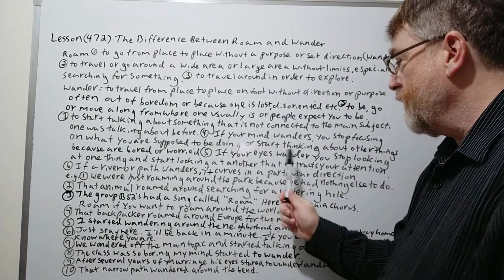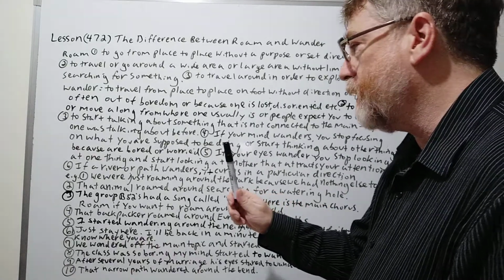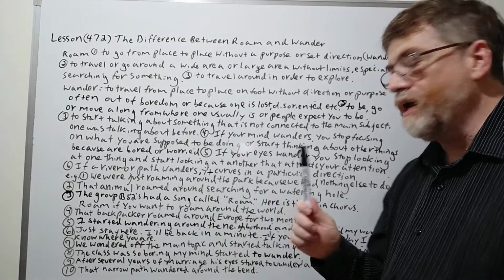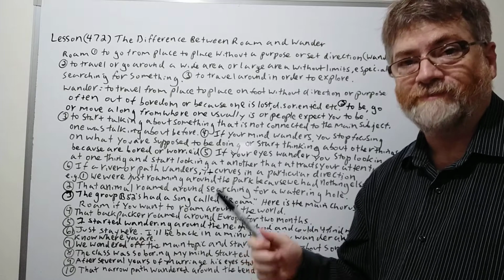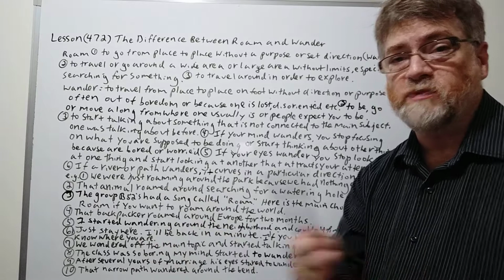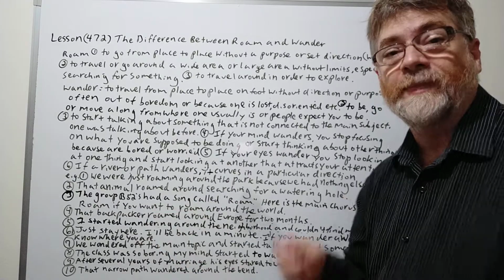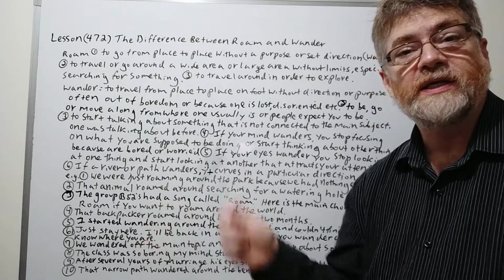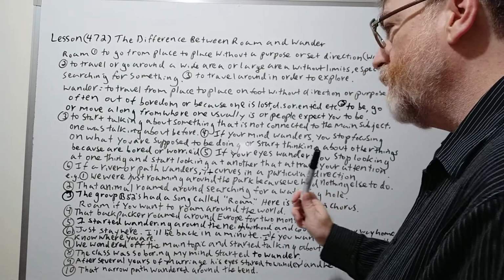Number 5 here. If your eyes wander, you stop looking at one thing and start looking at another thing that is attracting your attention. Okay, now this could be because it's a beautiful woman, but it could just be something else. Maybe it's a kid. His eyes could wander to a video game or something like that. So he's supposed to be looking at this thing, but then his eyes wander somewhere else. Okay, let's continue here.